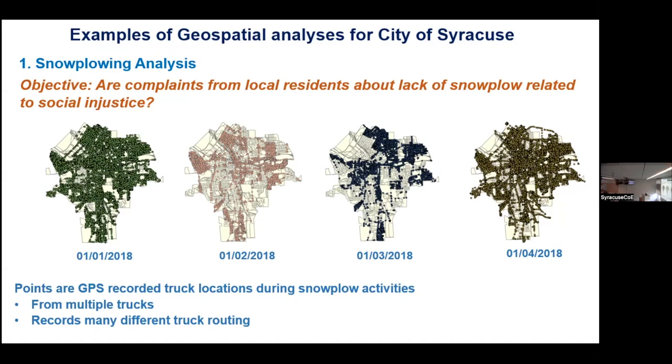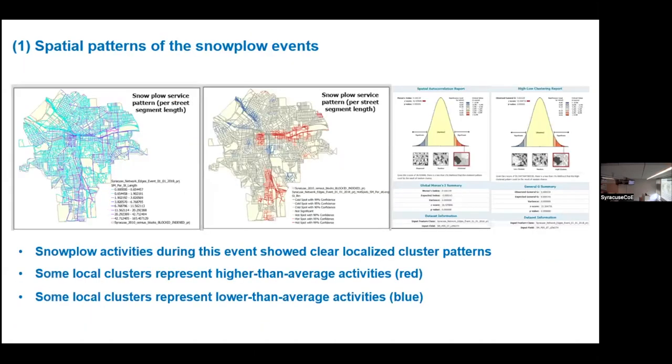The first step is to explore the geospatial patterns of this data to reflect the snowplow activities. In this case, I combined the data together to simplify it, and the data was aggregated based on street segments. That means we needed to create a street network in the first place. To be fair, this is not easy, because if you download street network data, it is actually messy. So by summarizing the number of points along each street segment, we did the geospatial analysis to explore whether there is a clustered pattern or not.